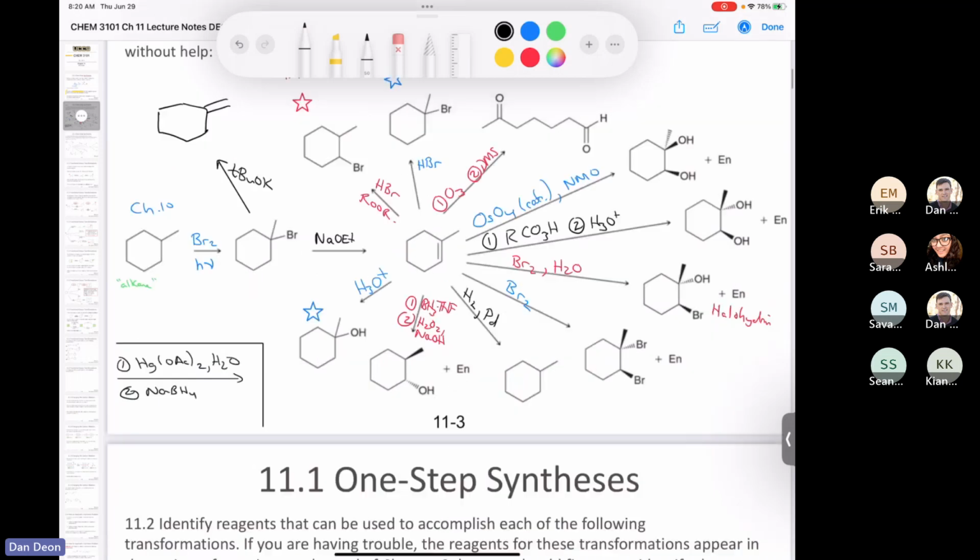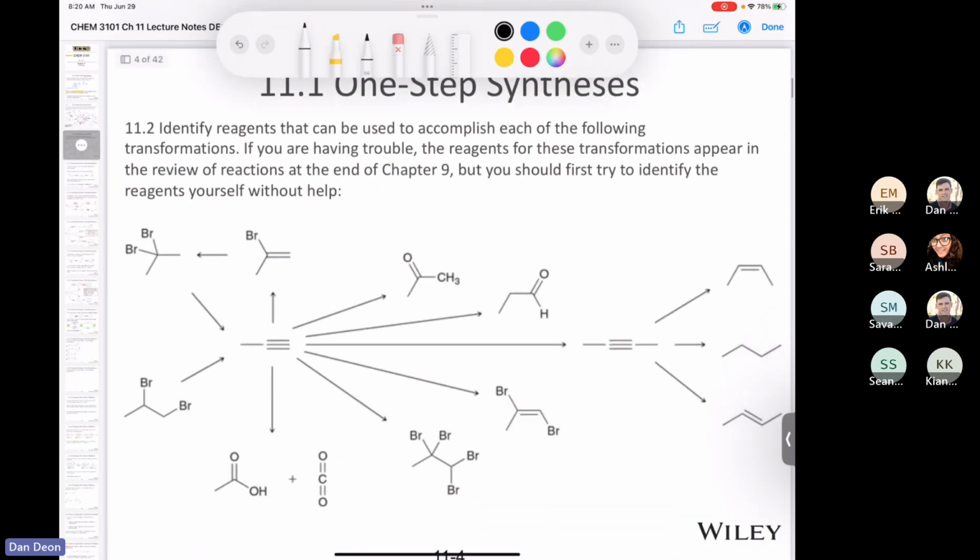All right, let's move on to question number 2. The questions are very long at the beginning. It says, identify the reagents that can be used to accomplish each of these transformations. If you're having trouble, this is found in chapter 9. So this is the alkynes chapter. All right, and again, please try to do these kinds of questions without looking at the textbook. So I'm going to help you through the first couple of them here because there's some nuances.